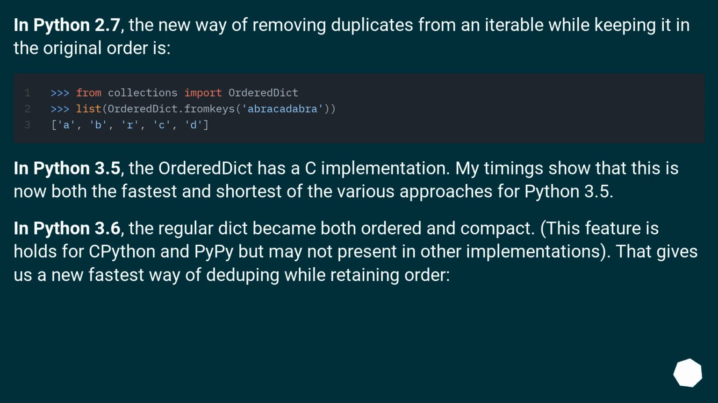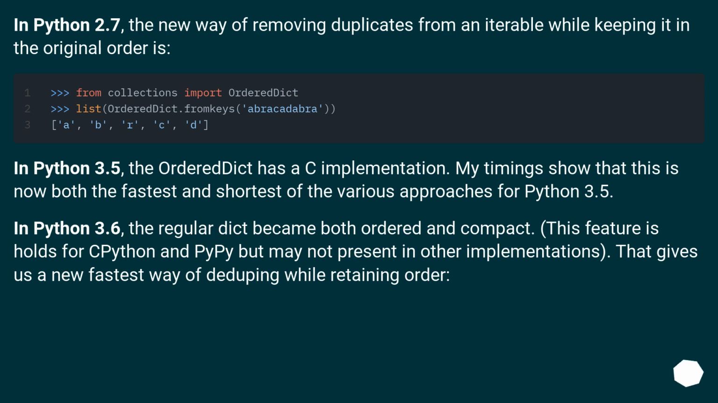In Python 2.7, the new way of removing duplicates from an iterable while keeping it in the original order is. In Python 3.5, the OrderedDict has a C implementation. My timings show that this is now both the fastest and shortest of the various approaches for Python 3.5.